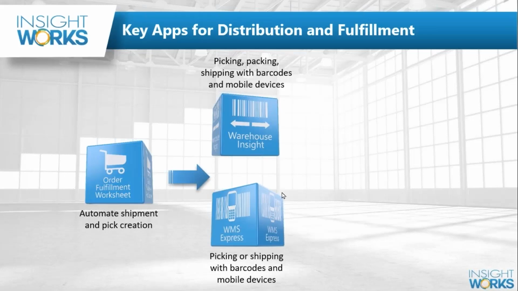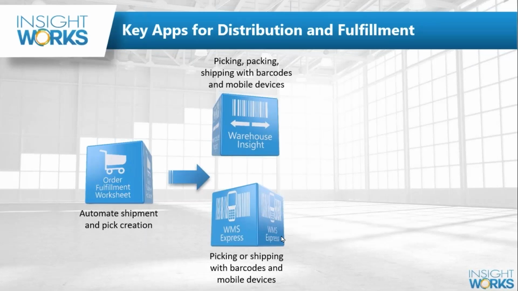And we have two options for that. One is our full Warehouse Insight product, which is a subscription product, but it's got everything you need to manage anything from simple warehouses all the way up to the most advanced warehouses out there. And it runs on mobile devices, so you can go and scan and everything else. WMS Express is kind of the light version of that. It handles the 4 key requirements that you have in most warehouses, and that's receiving, picking or shipping, bin-to-bin movements, and inventory counts.